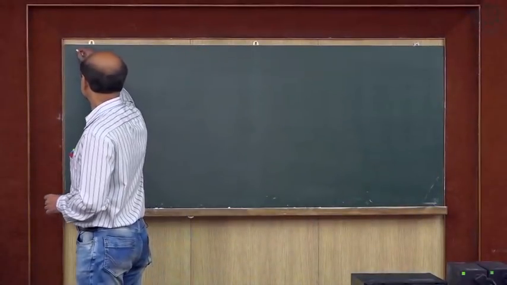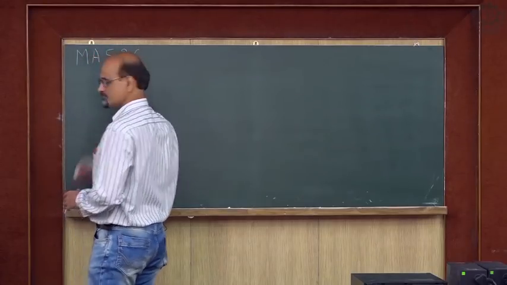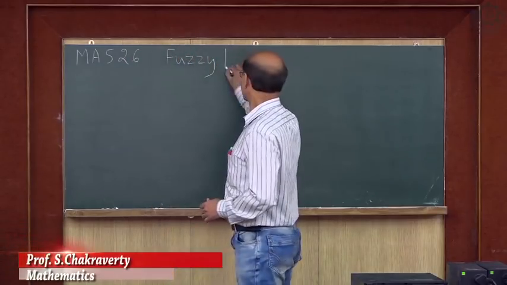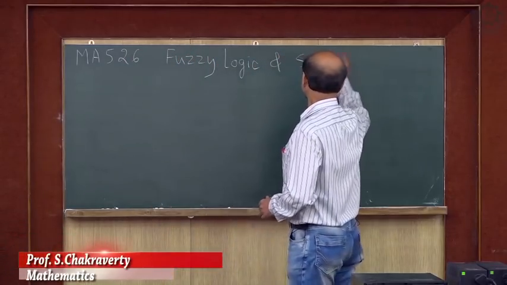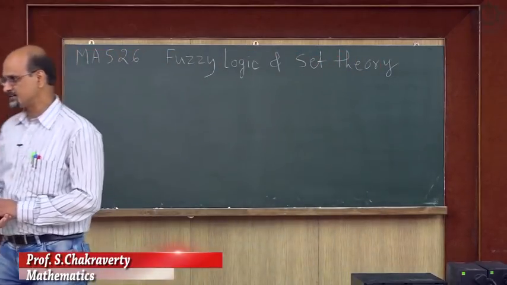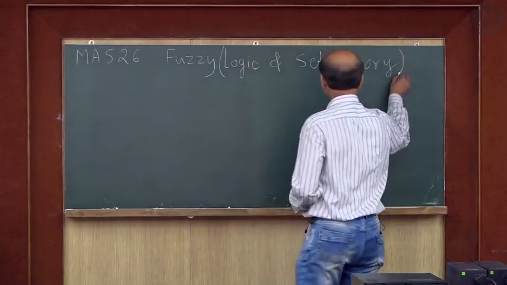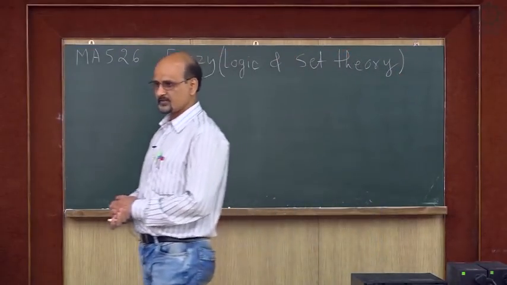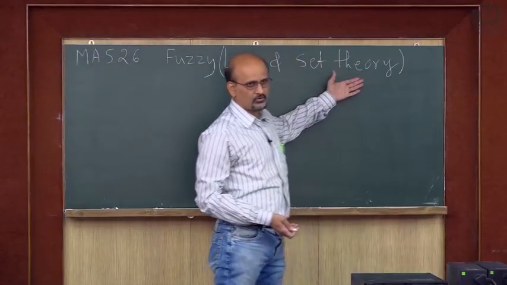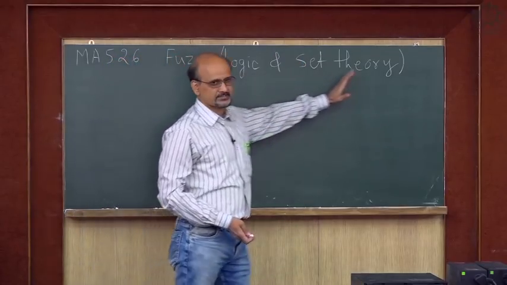This class number is MA 526, that is fuzzy logic and set theory. Fuzzy logic and set theory. So, I hope you know this logic and set theory. What is logic? Logic theory and set theory you already know. Here this word fuzzy is added with logic and set theory.